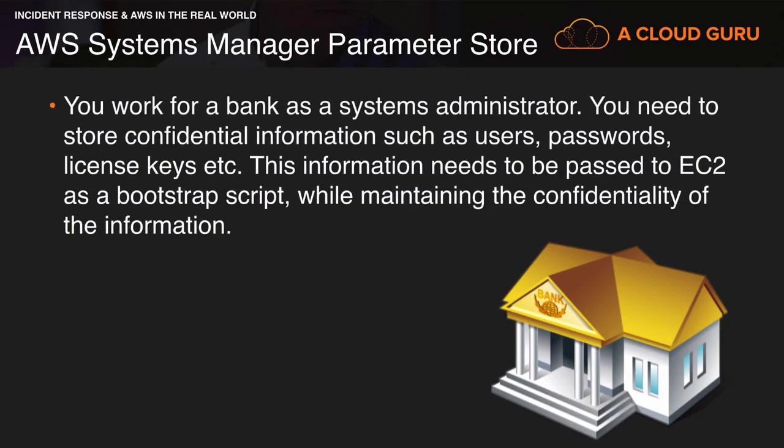So I want you to imagine the following scenario. You work for a bank, you're a systems administrator, and you need to store confidential information such as users, passwords, license keys, etc. You need to basically pass this information to EC2 as either a bootstrap script, or it could be using CloudFormation, or it could be using Lambda or whatever. So how would you do this? Well, the answer is with AWS Systems Manager parameter store. So let's go and jump over to the AWS console and have a look at this in action.